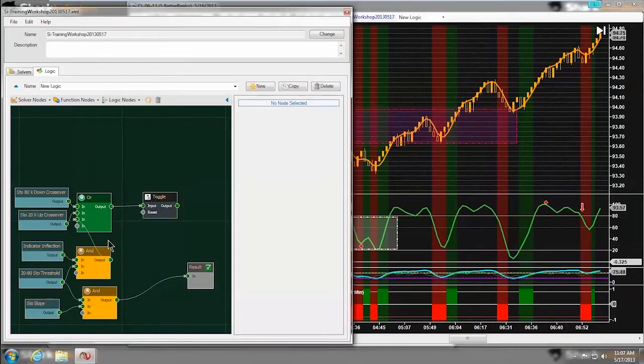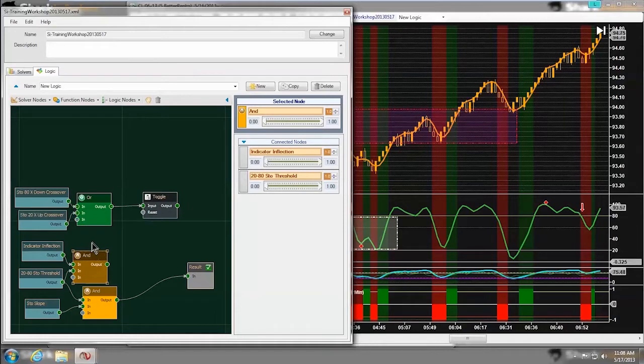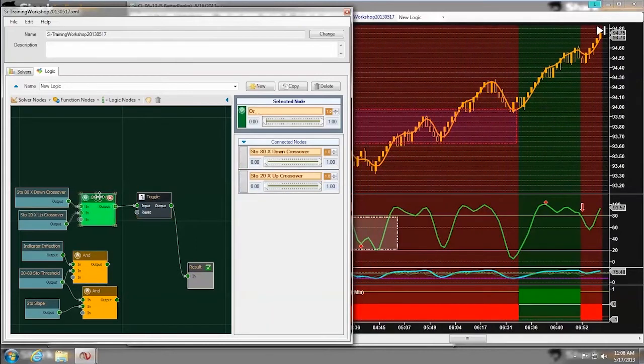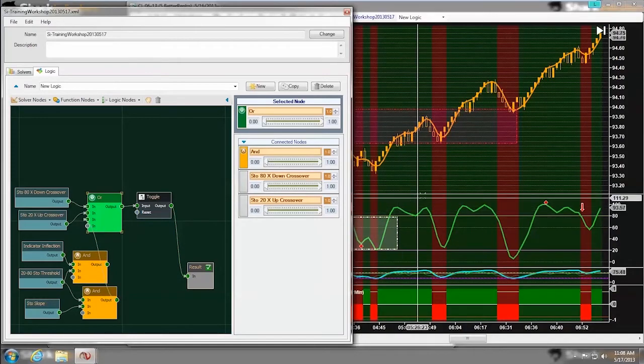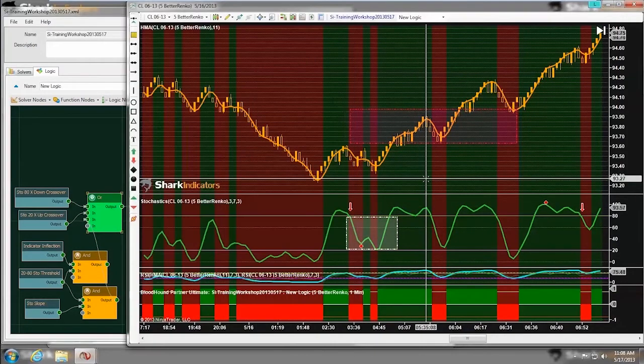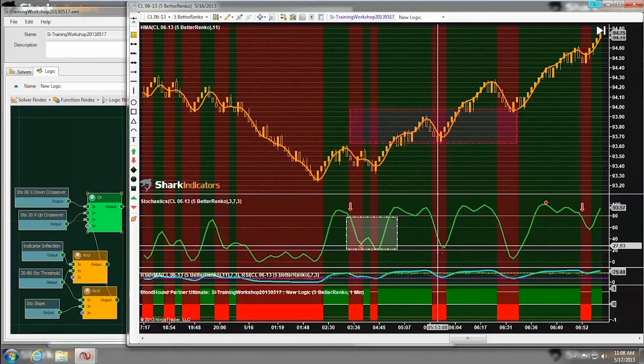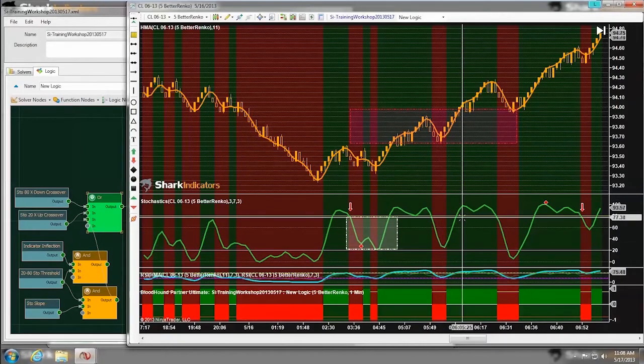And right, so let's take a look. Let me get this disconnected here. So we'll take a look at our original system. And I'll connect this AND node in, and let's see what happens here. And we're getting the same results.